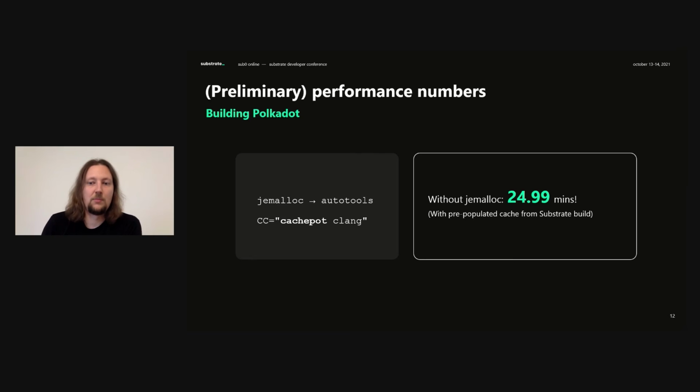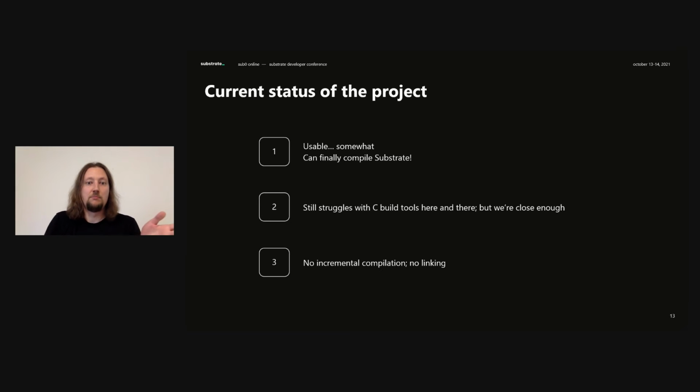So we hope that when Polkadot is compiled successfully without modifications on Cachepot in a few weeks, fingers crossed, it will be a really, really useful project for anyone who works professionally with Substrate-based chains, with Polkadot, with other runtimes. So yeah, it's somewhat usable. It can finally compile Substrate. That was a huge win because this is where most of the C magic happens in compiling all the Polkadot code base.